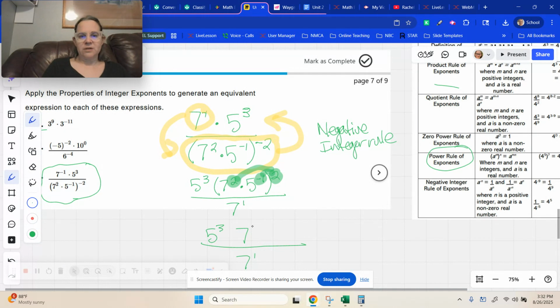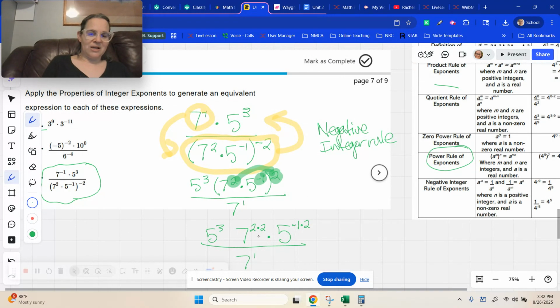It's going to be 7 to the 2 times 2 power, times 5 to the -1 times 2 power. And here, the 5 to the third right next to the parenthesis, that means times. So I'm going to put a little multiplication symbol there. And then let's go ahead and do that multiplication. So 2 times 2 will be 4, and -2 times 2 will be -2.